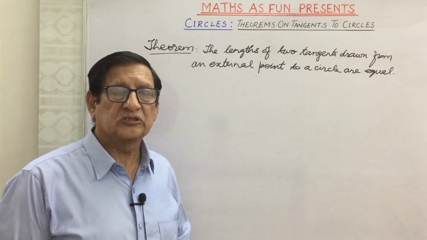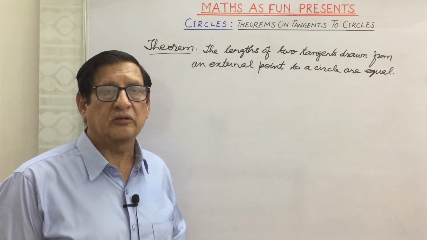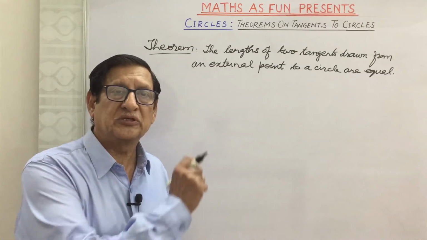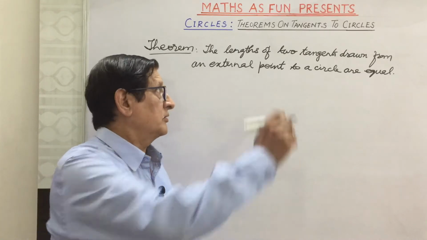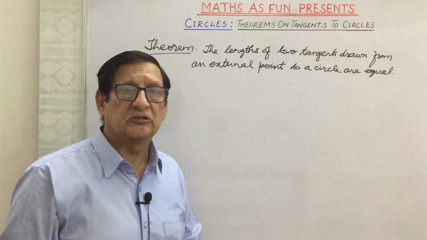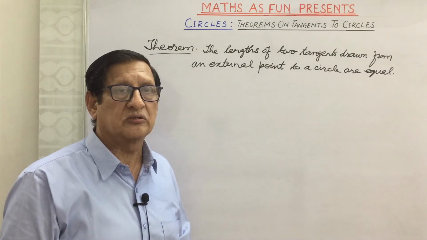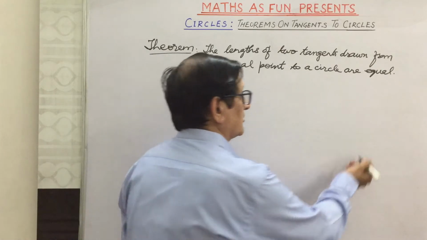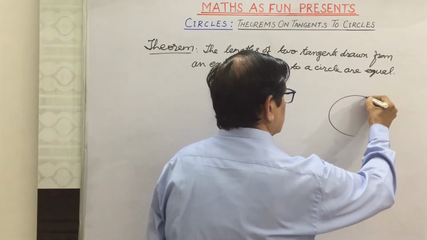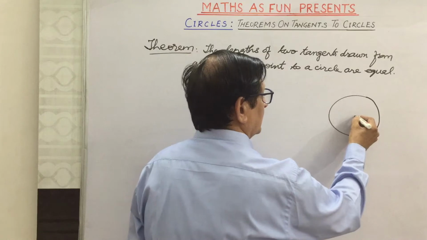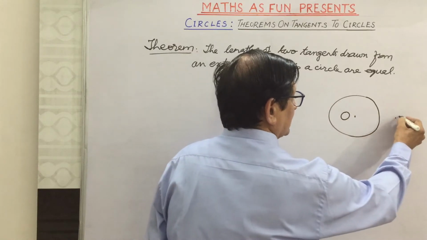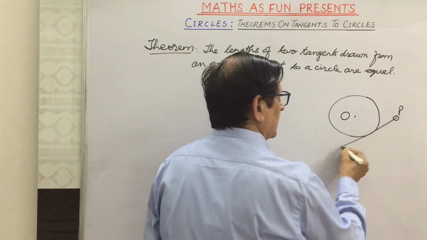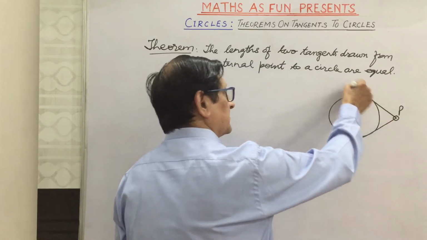If we draw tangents to a circle from an external point, at the most two tangents can be drawn. And the next theorem is based on that only: the lengths of two tangents drawn from an external point to a circle are equal. To prove this, first we draw a diagram. This is a circle with center O and there is an external point P from which we draw a pair of tangents to this particular circle.